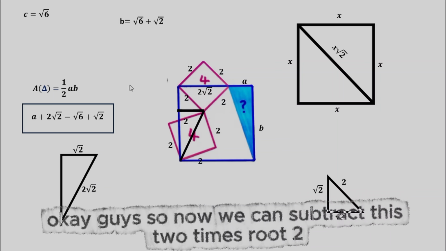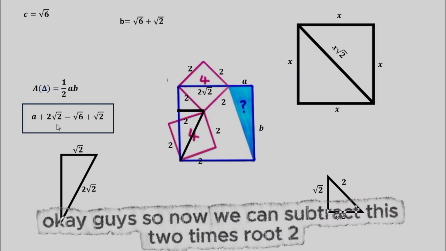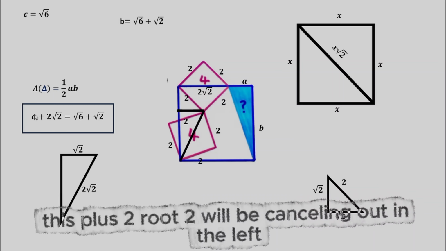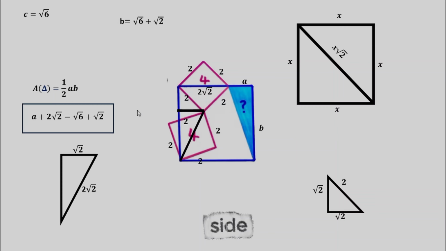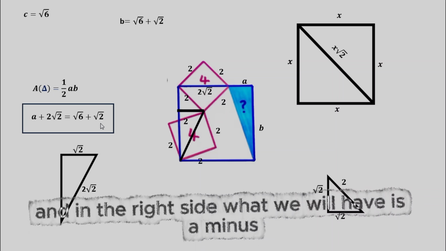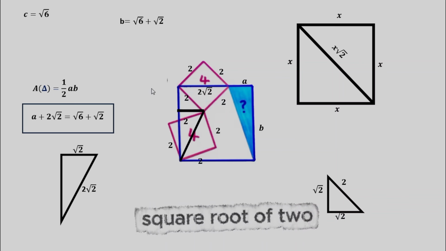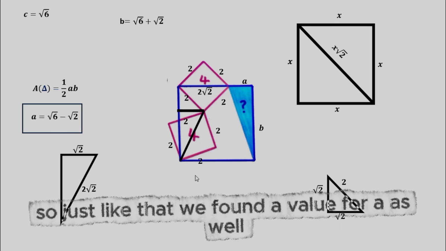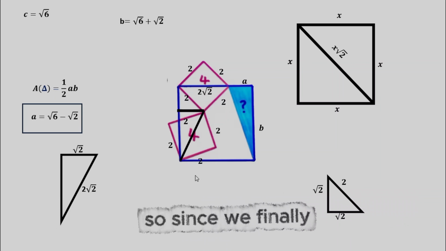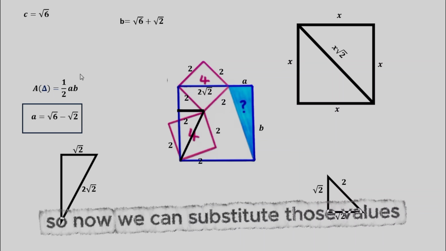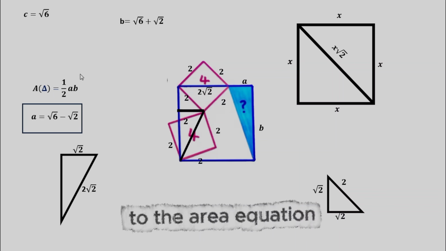Okay guys, so now we can subtract this 2 times root 2 from both sides. So here this plus 2 root 2 will be cancelling out on the left side, and on the right side what we will have is a minus square root of 2. So just like that, we found a value for a as well. So since we finally found the values of both of the lengths, now we can substitute those values into the area equation.